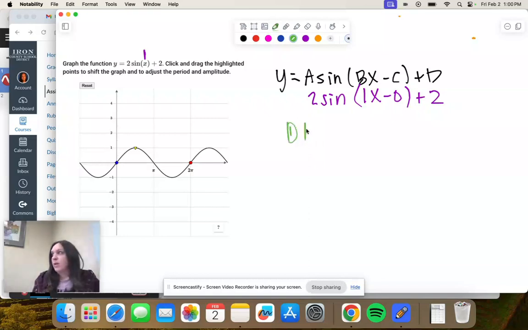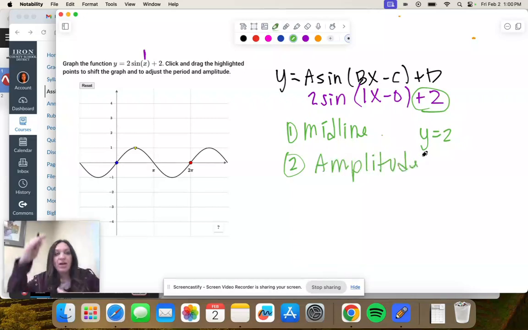So first thing, we have a midline, and that's d. Y equals 2. So it's this 2, y equals positive 2. That's our midline. And then the second thing we want to graph is the amplitude.